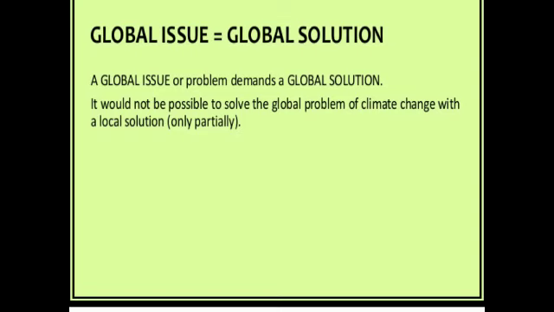Issues that are in the news are often global in nature, for example, an economic or social issue. Economic is related to money and social is related to people. Often a global issue or problem demands a global solution.